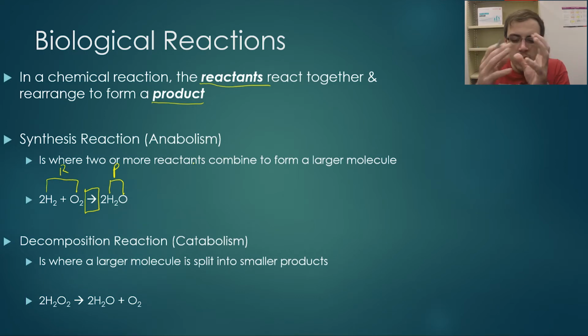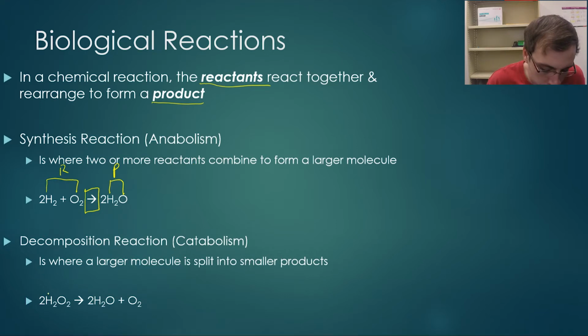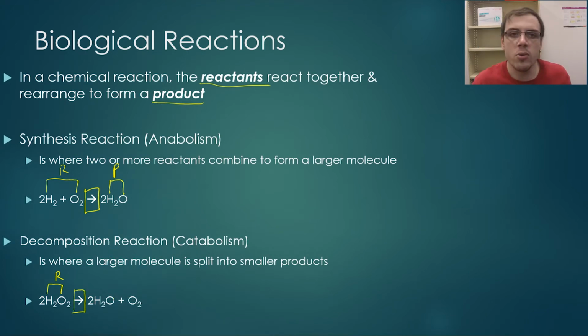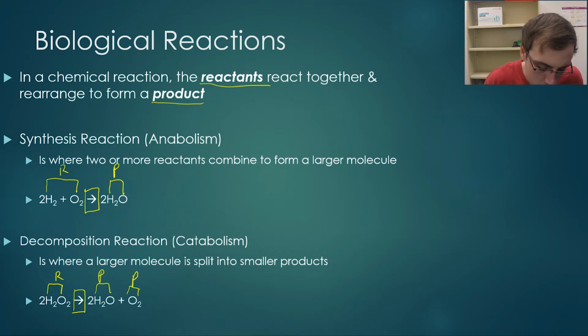Whereas if we look at a catabolism or catabolic reaction, this is where it decomposes. So we have one thing that breaks down into more than one thing. So if we look here, we've got H2O2. So these again are our reactants. And they react. So we've got our hydrogen peroxide that breaks down. Something happens, and we're not sure what. And then as we look back, we can see we have H2O and O2 as our products. Because we started off with one reactant and more than one product, that is a decomposition reaction.